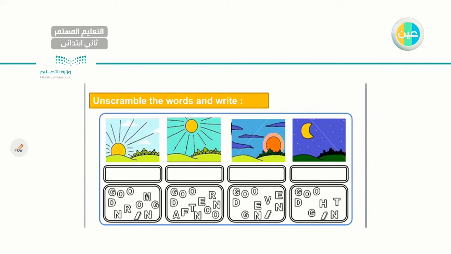I can see G, double O, D, and R, but they are not in the correct order. So help me out here. How to unscramble these words? What's the word? Look at the picture. It's good morning. Very good. So the first one is good morning. How about the next one, my dear student? I can see G, double O, A, F, T, N. What do you think? It's good afternoon. Very good.